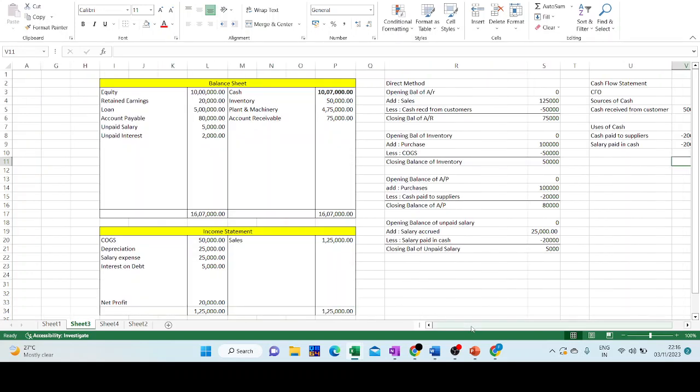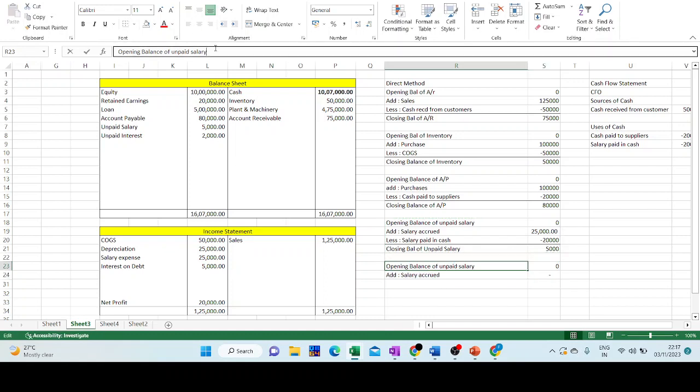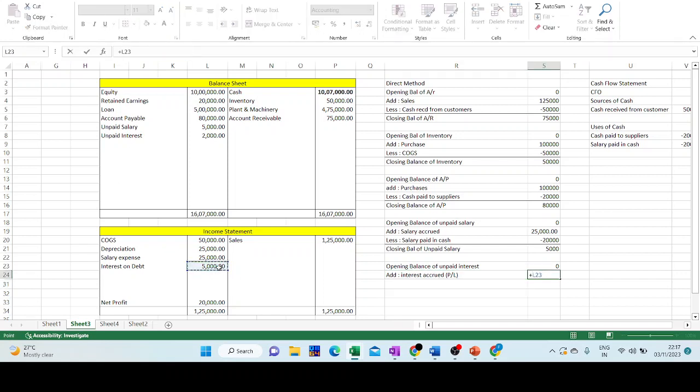And last thing that we need to calculate is the interest paid in cash, right? And how do we do that? So let me just copy this. Opening balance of unpaid interest, which is 0. Add interest accrued for the year. This we find in the P&L, which is how much? 5,000, less interest paid in cash.